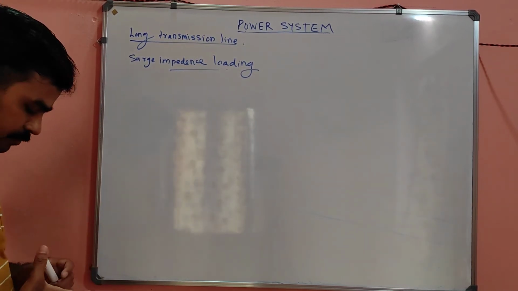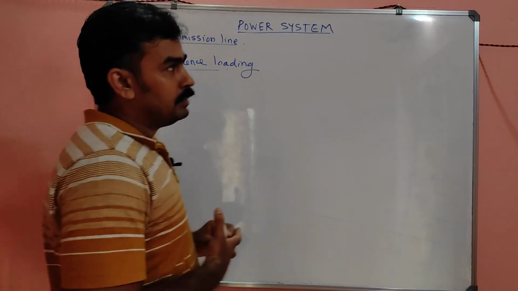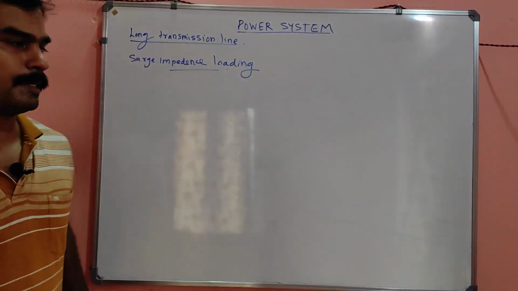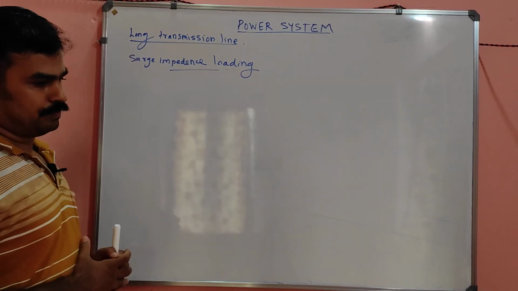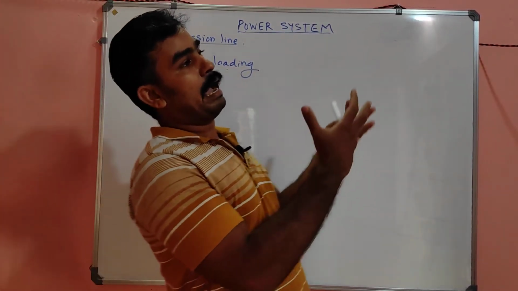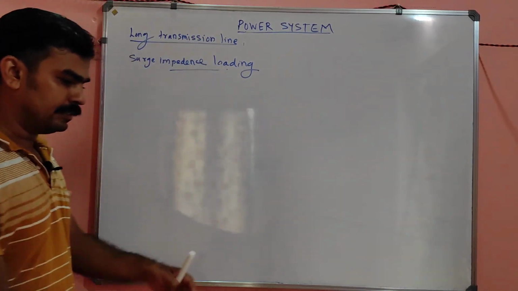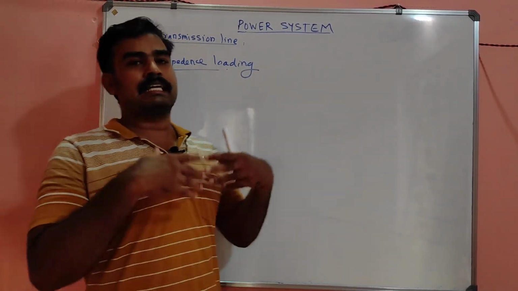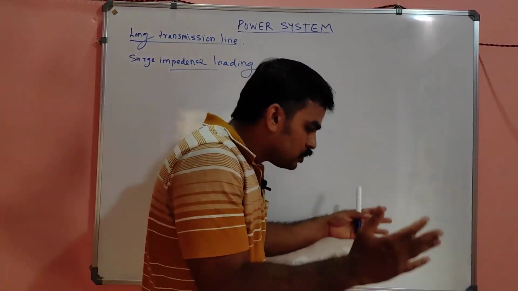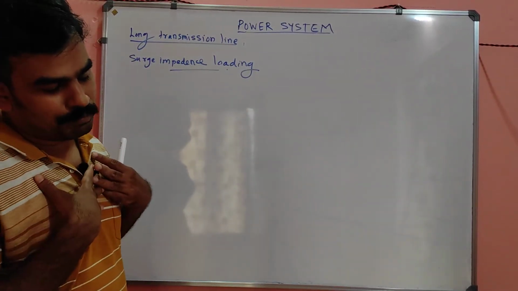Surge impedance loading. Listen, my dears. The transmission line consists of what? A resistor as well as an inductor as well as a capacitor. So there may be a chance of generation of reactive power. There may be a chance of absorption of reactive power by the inductor. There may be a chance of generation of reactive power by a capacitor in the transmission line.